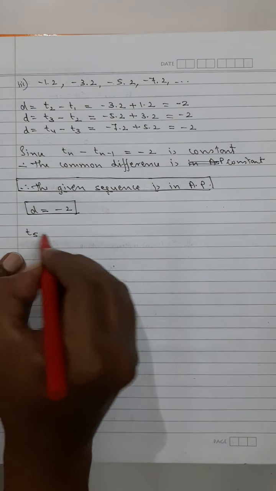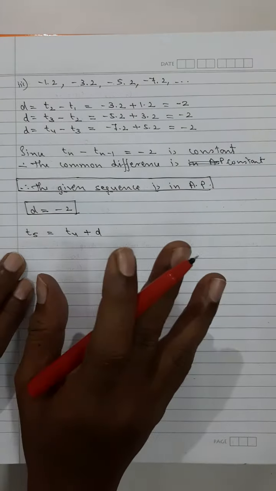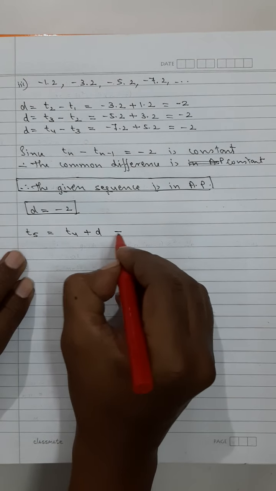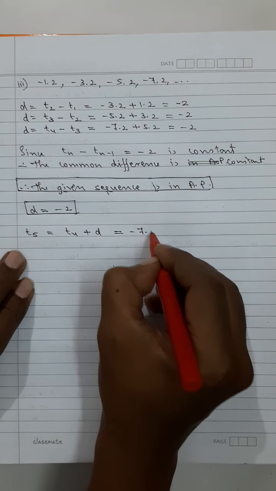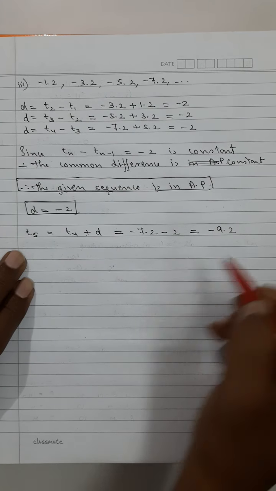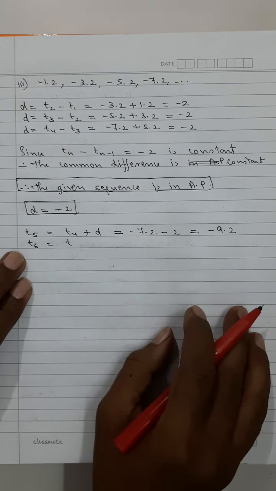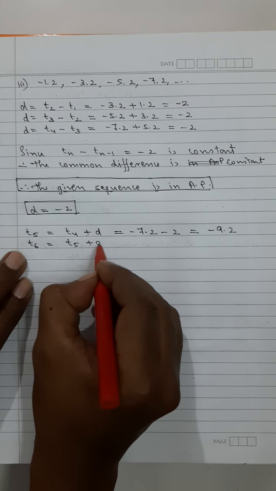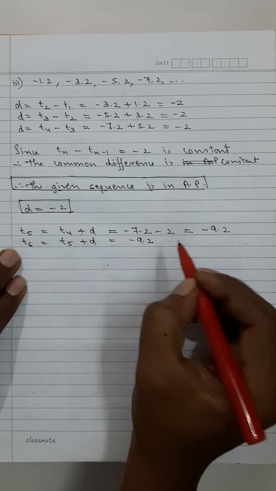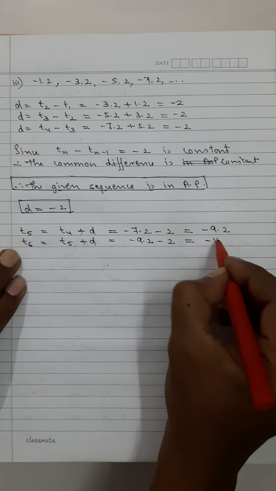T5 is equal to T4 plus D. This is always plus D because in arithmetic progression the common difference always adds up. Remember, common difference always adds up. So T4 is minus 7 upon 2 plus minus 2. This will give you minus 9.2. Fine. T6 is equal to T5 plus D. So this will give you minus 9.2 plus minus 2. That will give you minus 11.2.